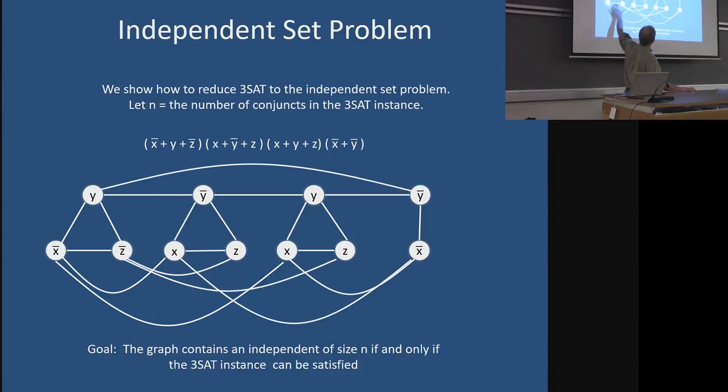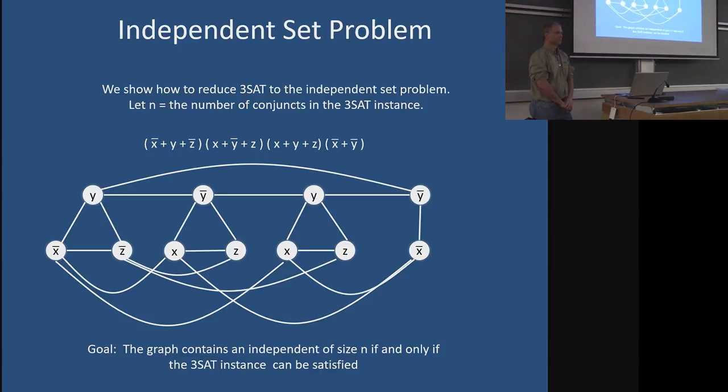And if you can't find a way to pick 4, it doesn't matter what you pick, as long as you can pick something from each of these. If you can't find 4 things that don't have edges between them, you're not going to be able to satisfy that formula. That's the argument.